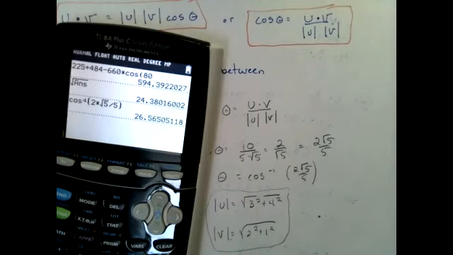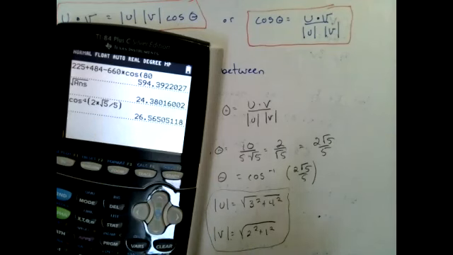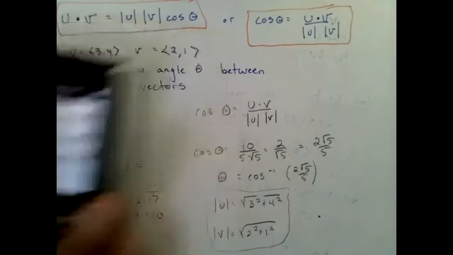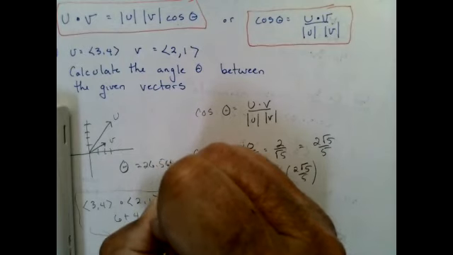Anyone else? 26.56. Okay. Did it again. I did it your way. Yeah, you're right. I did 2 times the square root of 5, and then I divided by 5, and then I did the cosine, and then I just typed it in. But yeah, I think I messed it up somehow. Okay. So theta does in fact equal 26.565.